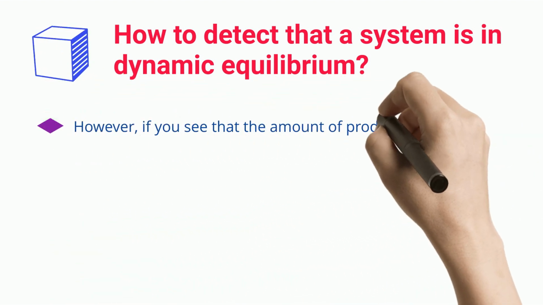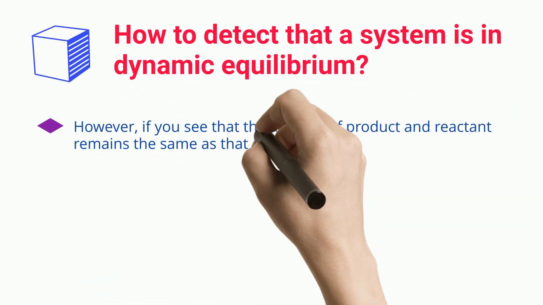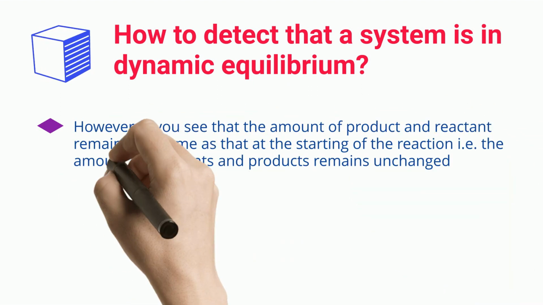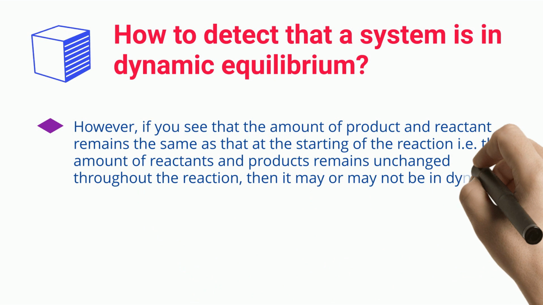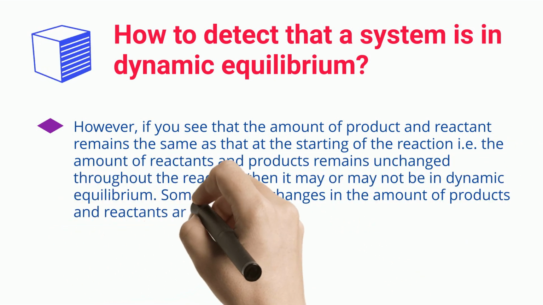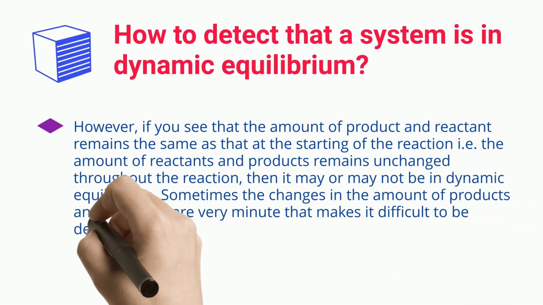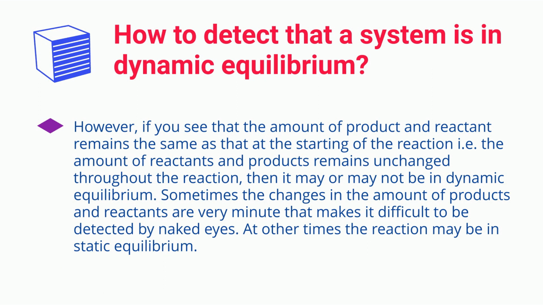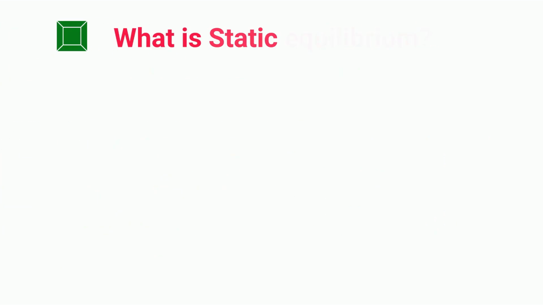However, if you see that the amount of product and reactant remains the same as that at the start of the reaction, i.e. the amount of reactants and products remains unchanged throughout the reaction, then it may or may not be in dynamic equilibrium. Sometimes the changes in the amount of products and reactants are very minute, which makes them difficult to detect with the naked eye. At other times the reaction may be in static equilibrium. What is static equilibrium?